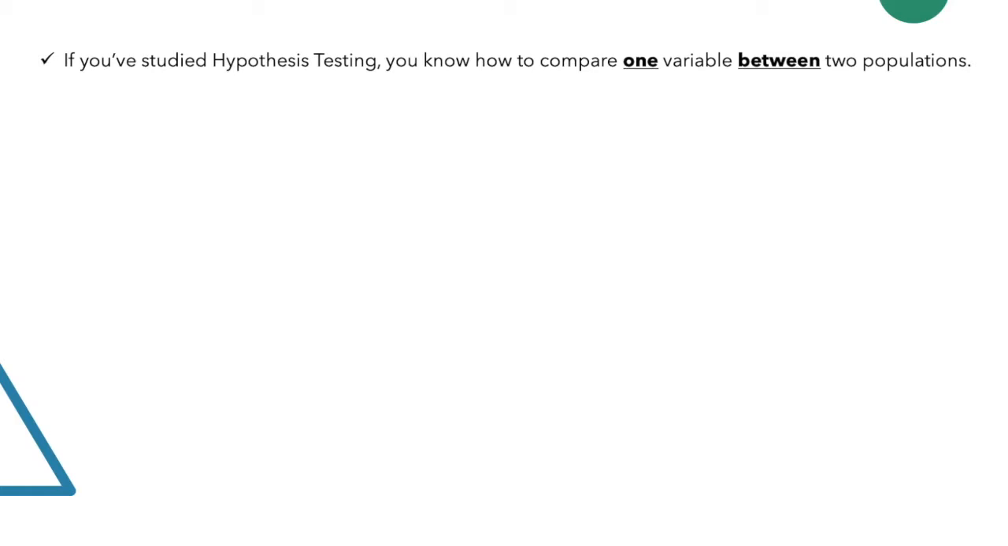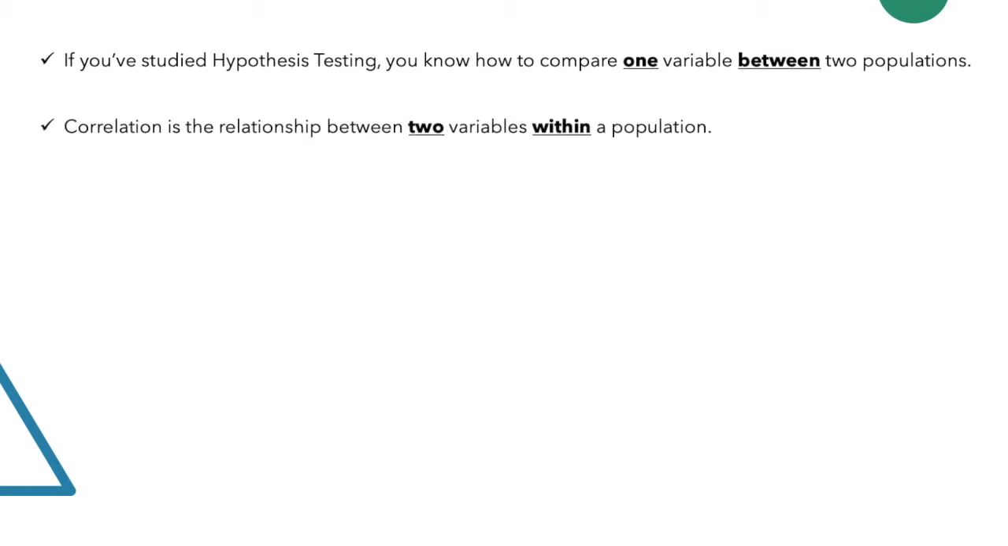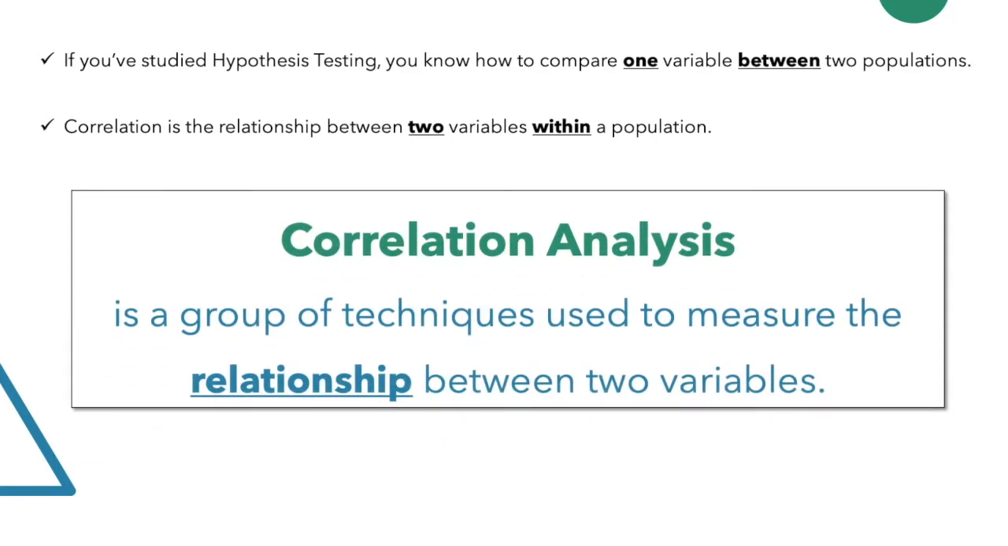If you've studied hypothesis testing, which I know you have, you know how to compare one variable between two populations. Correlation is the relationship between two variables within a population. It's a group of techniques used to measure the relationship between two variables.